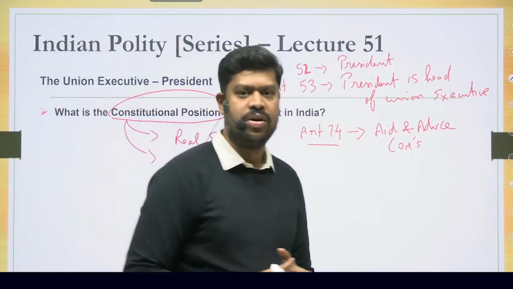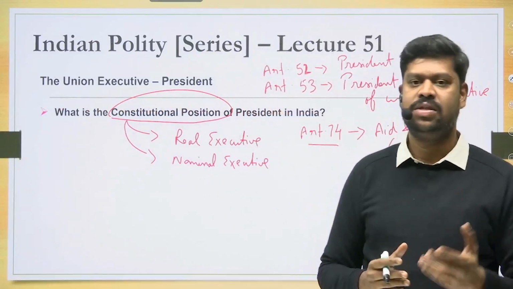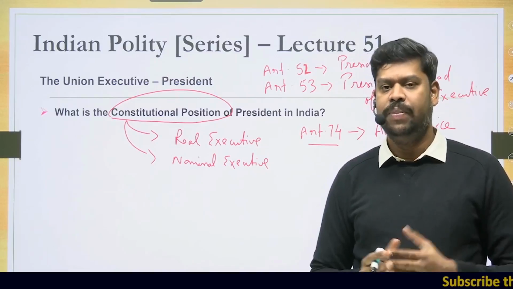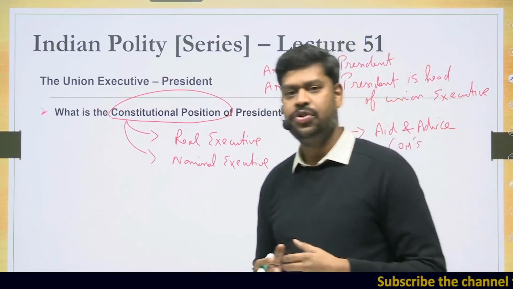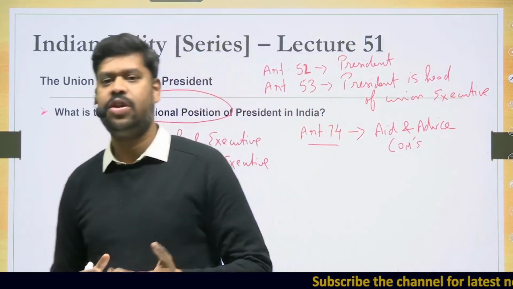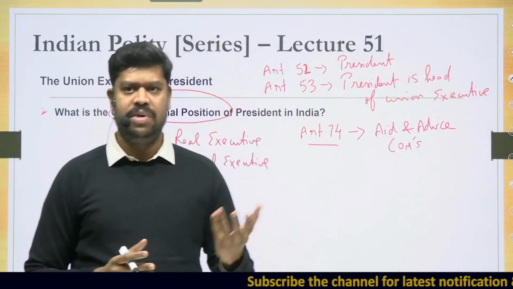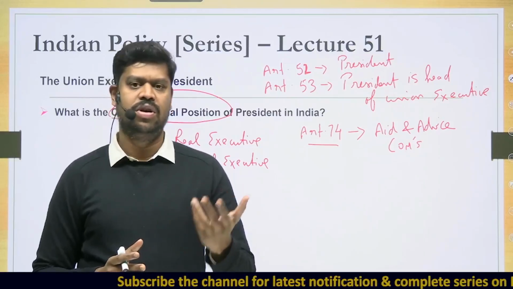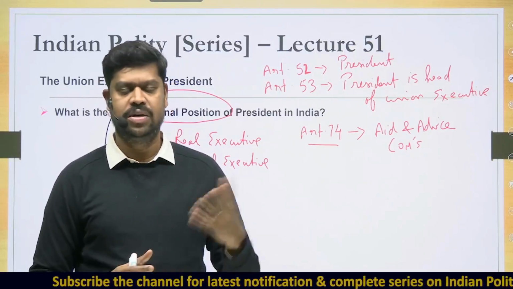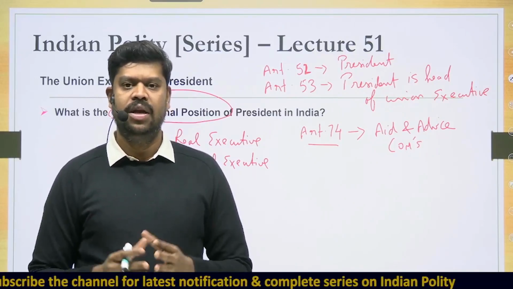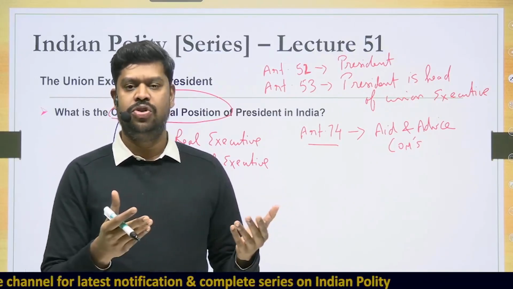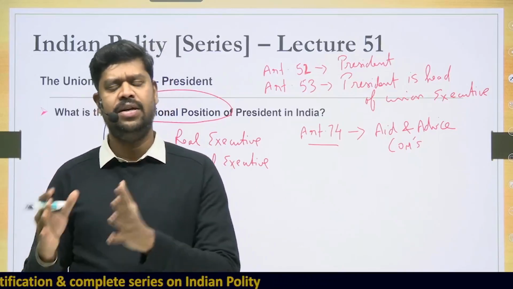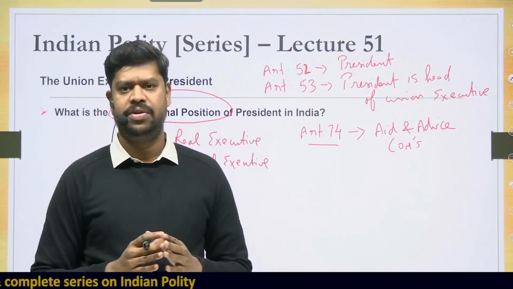In fact, the question arose whether the aid and advice given by the Council of Ministers is binding upon the President. Because after the commencement of the Constitution, some of the presidents started not listening to the advice. For example, Dr. Rajendra Prasad was the first president of India. In certain instances, he was not listening to the advice given by the Council of Ministers. And there is nothing explicitly in the original Constitution to say that the aid and advice is binding upon the president.